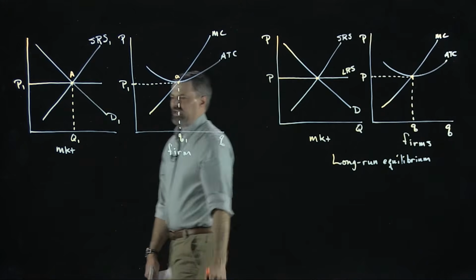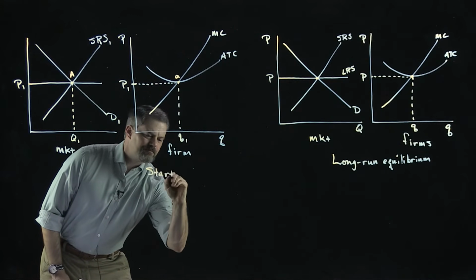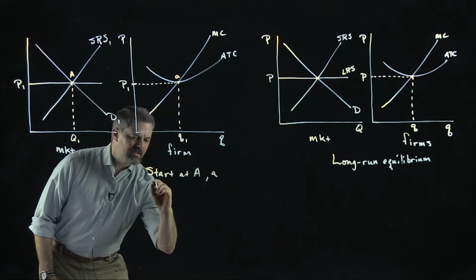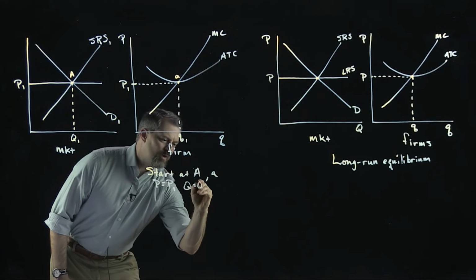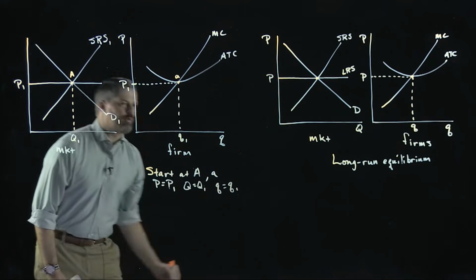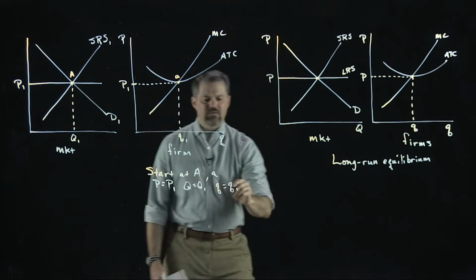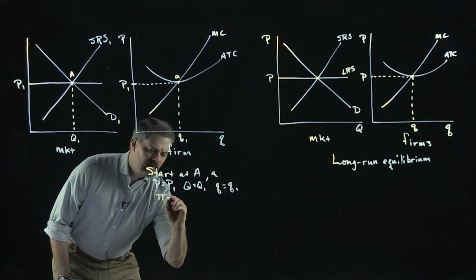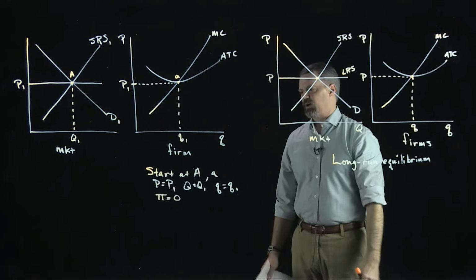So let's put together our story down here. Our story is we're going to start at A and little a. Price is equal to P1. Market quantity is equal to Q1. And each firm, the firm quantity is equal to little q1. That's where we're going to be starting. And notice that each of these firms is going to be earning a profit equal to 0. So we are starting in long-run equilibrium. All firms are earning a profit of 0.